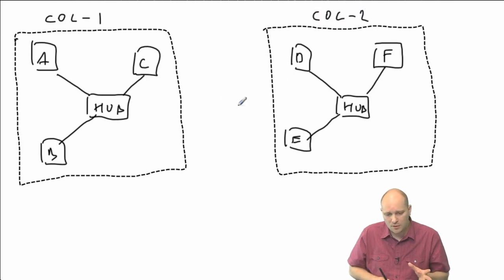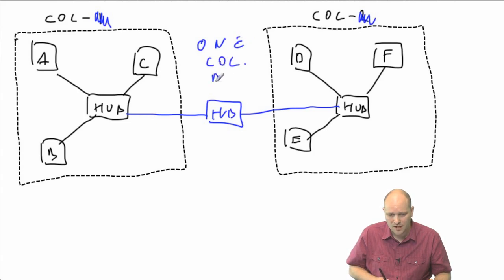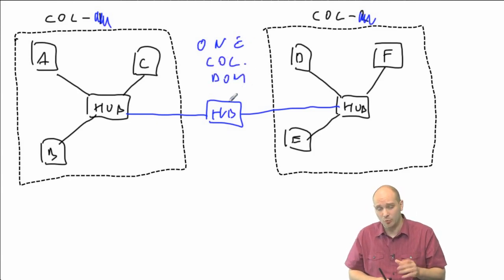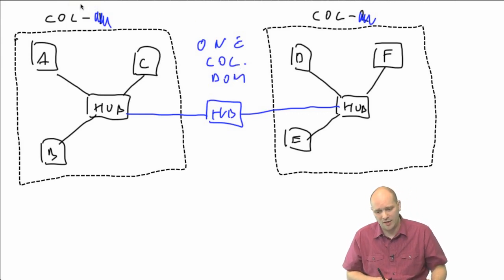Now, let's do a hypothetical scenario. If I interconnected these two networks by interconnecting this hub with this hub here, really, I wouldn't have collision domain 1 and collision domain 2. This would still be just one collision domain. So this really wouldn't do us any good. We wouldn't have any increase in available bandwidth in our entire network.